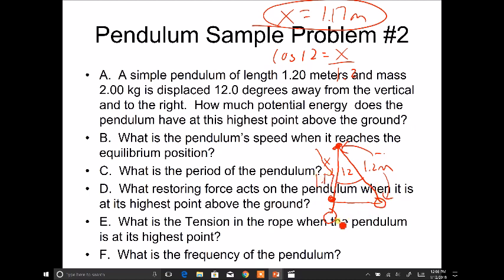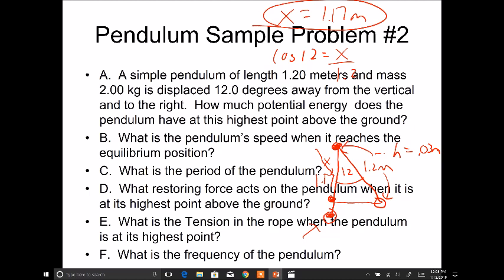Well, when the pendulum was sitting down here at this equilibrium position, this whole length from here to here was 1.2. Well, what that tells me is that as we moved the pendulum to the right, we lifted it 1.2 minus 1.17, or 0.03. So we lifted the pendulum to a height of 0.03 meters.